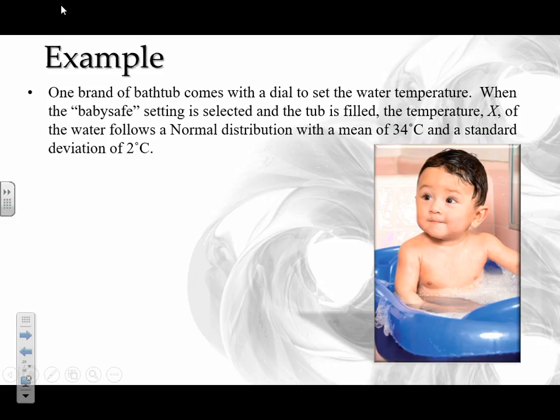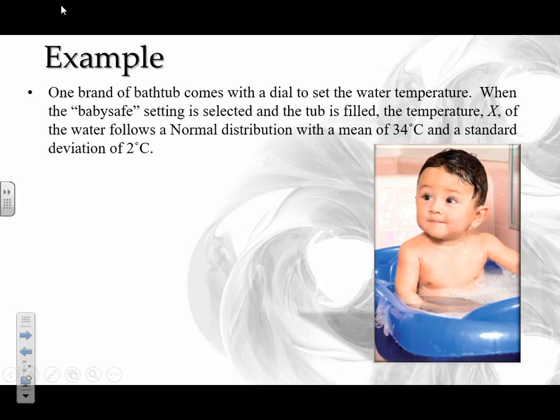So, one brand of bathtub comes with a dial to set the water temperature. When the baby safe setting is selected and the tub is filled, the temperature, X, of the water follows a normal distribution with a mean of 34 degrees Celsius and a standard deviation of 2 degrees Celsius. So, X is our random variable. That is measuring the temperature in the bathtub. So the distribution is normal. That's important. It's a normal distribution. They tell us the mean is 34 degrees Celsius, standard deviation of 2 degrees Celsius. Okay? Now, in America, do we tend to work with Celsius? No.